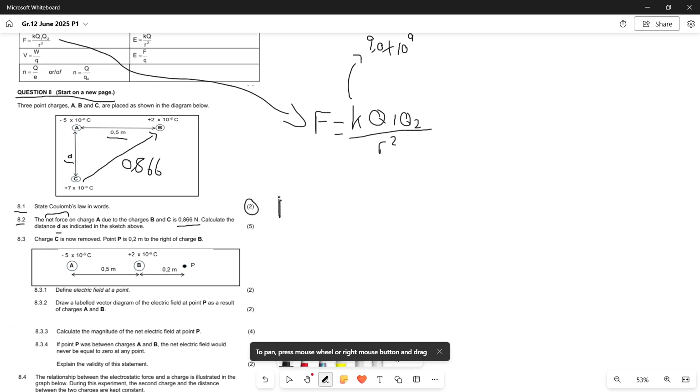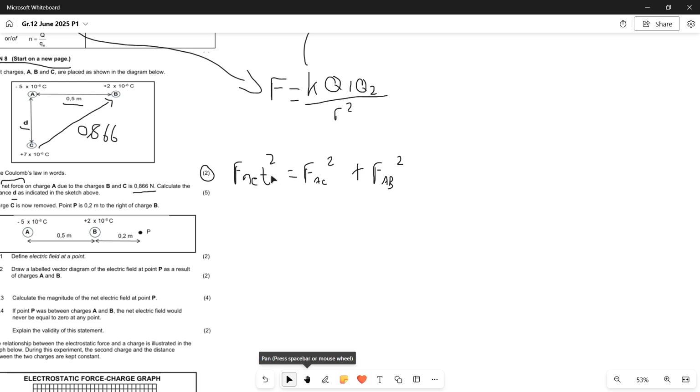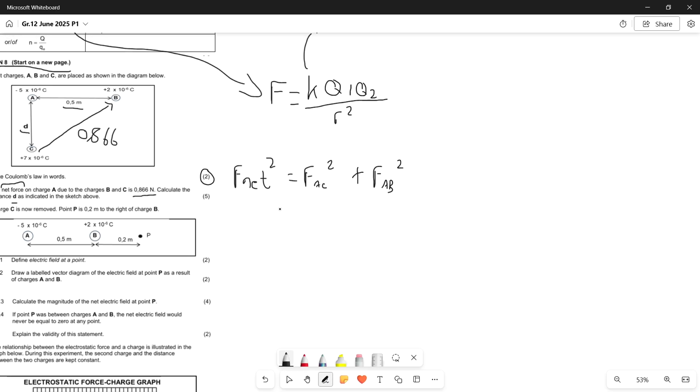So what we have is F net squared equals FA on C squared plus FA on B squared, which means this is A on C over here and this is A on B over there. These are the two sides of our right angle triangle, and then our F net squared is our hypotenuse. Okay, so we have this set up here. We just need to write this formula in full because we get 1 mark for that.